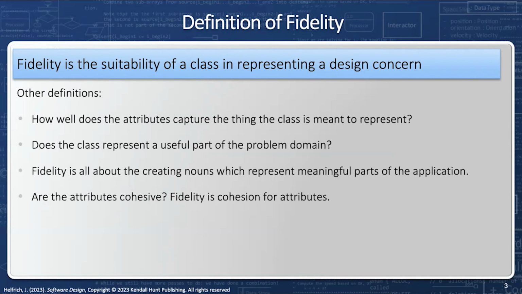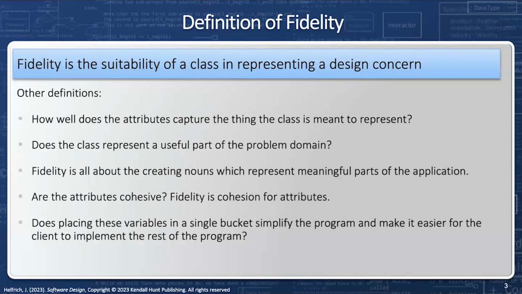Are the attributes cohesive? Fidelity is cohesion for attributes. Now remember that cohesion is the modularization metric, which checks whether a given function does one thing and one thing only. Now, does is the operative word because cohesion maps to functions, and functions represent verbs. Fidelity is all about nouns, and so it's going to map to things. Does placing these variables in a single bucket simplify the program and make it easier for the client to implement the rest of the program?